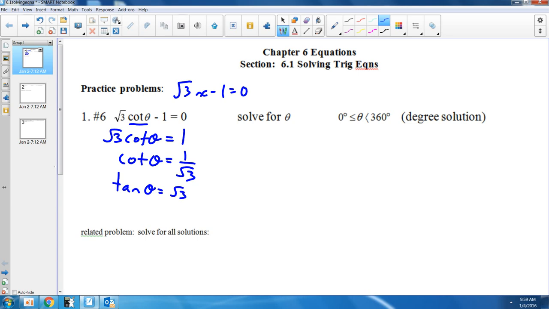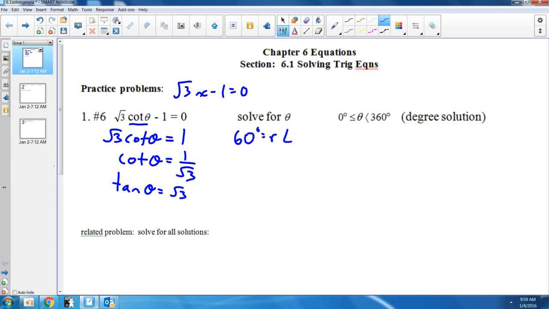At this point, you would go to your table or your unit circle to identify what the angles are. I like finding out the reference angle and then using Santa Claus to tell me what my angles are. So at this point, the tangent of what angle is equal to radical 3, and the answer is going to be 60 degrees, is going to equal your reference angle.